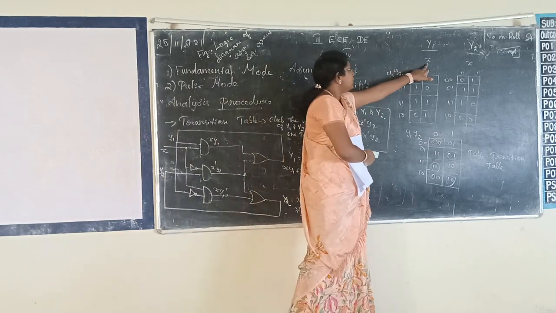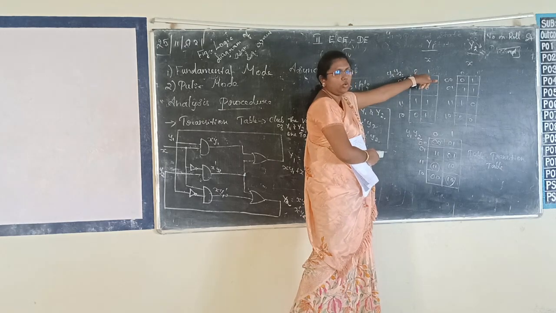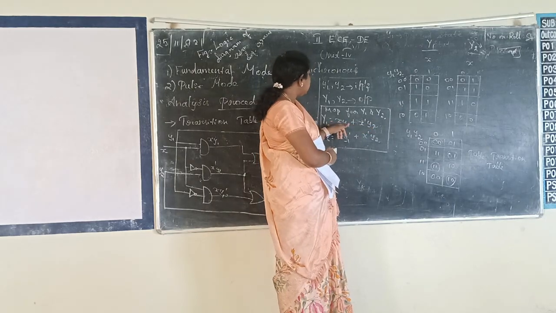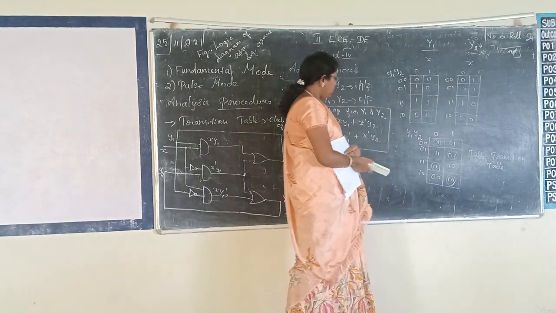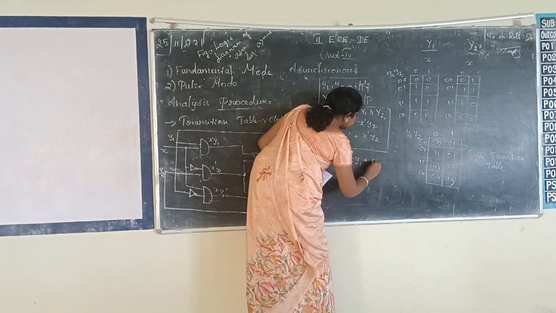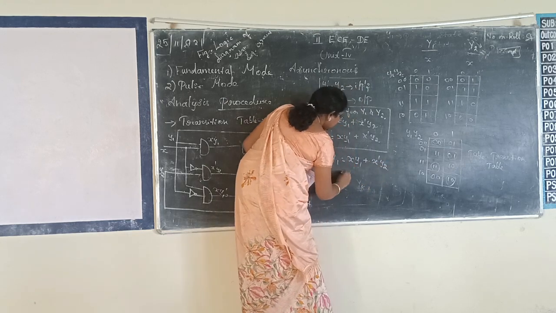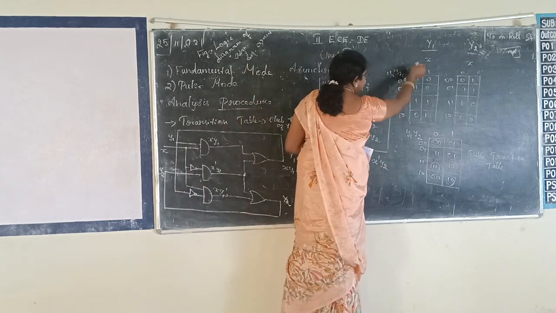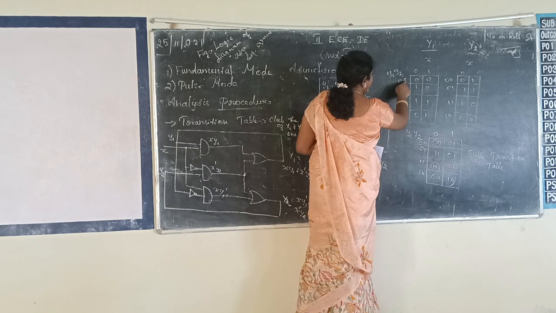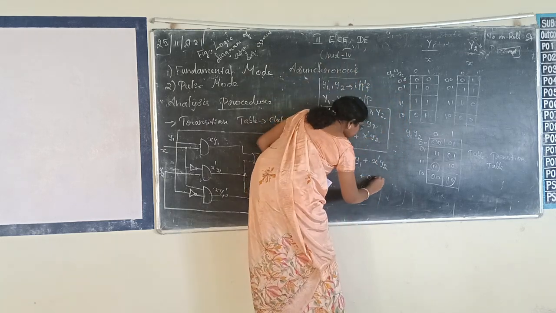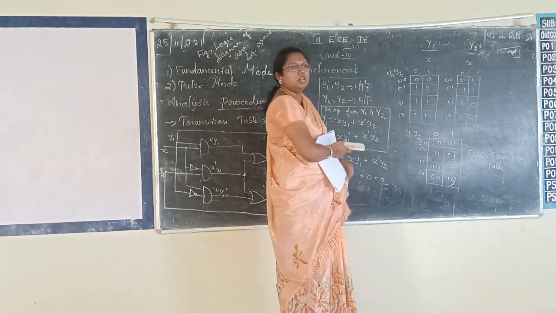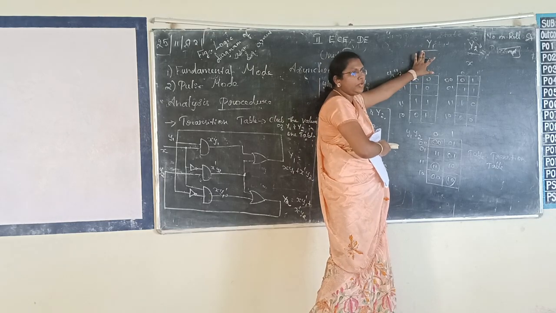Now substitute. Consider this equation, Y1 is equal to x into y1 plus x dash into y2. Substitute x as 0, and y1, y2 as 0, 0. Then what is the value of Y1? Substituting in this equation, we get 0. Right? Any doubts? So we are mapping the values for Y1 in the K-map.